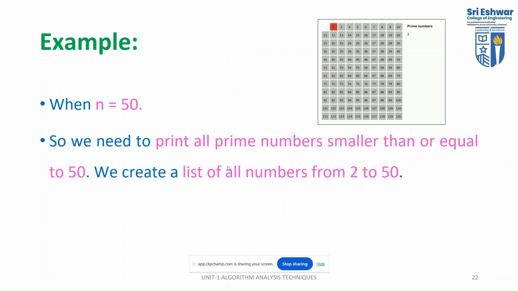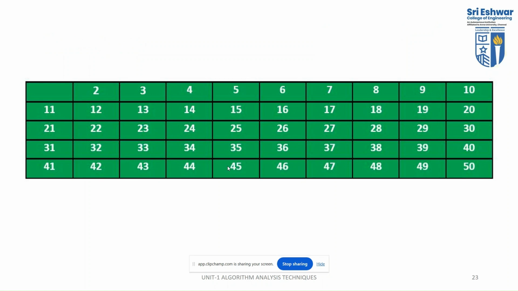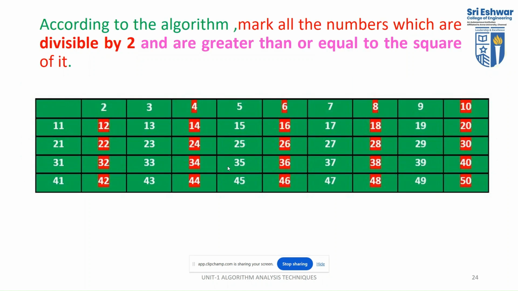So here we will have an example. When the value of n is equal to 50, we need to find all the prime numbers that are smaller than or equal to 50. Here we create a list of all numbers from 2 to 50. These are the list of numbers from 2 to 50, and we are going to find the prime numbers from this.